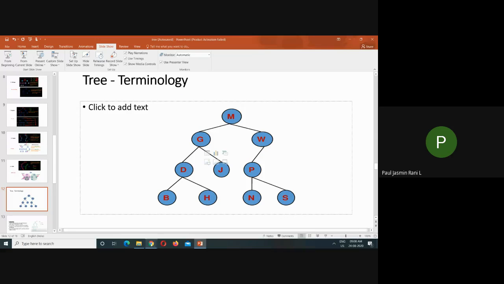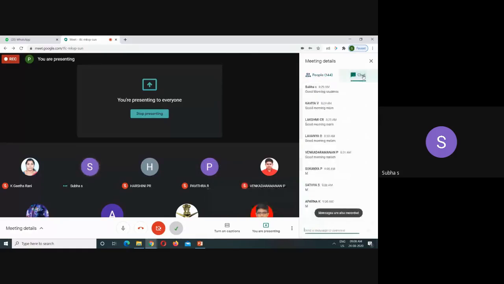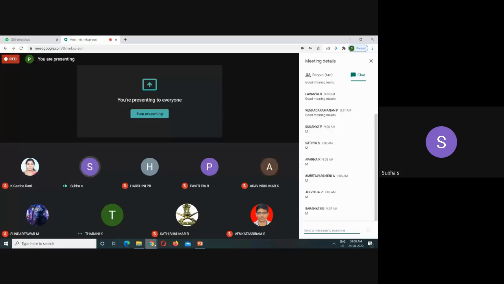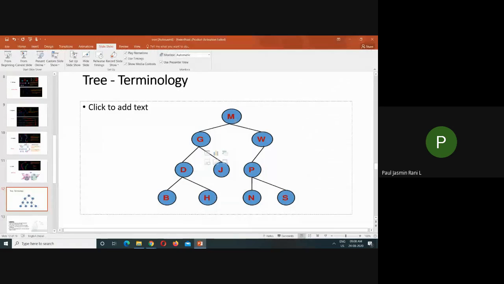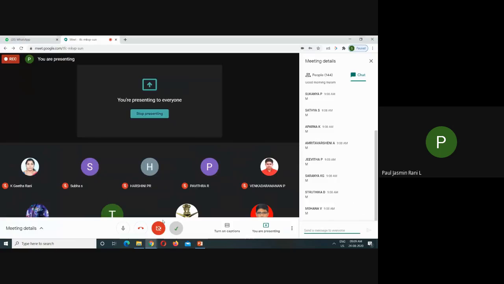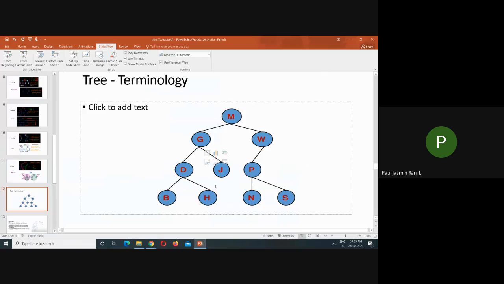So which is your root node? One student is saying M. We are getting answers from many students as M. Okay, M is your root node. So how many internal nodes are there? Can you tell me what the internal nodes are? How many internal nodes and what are they?